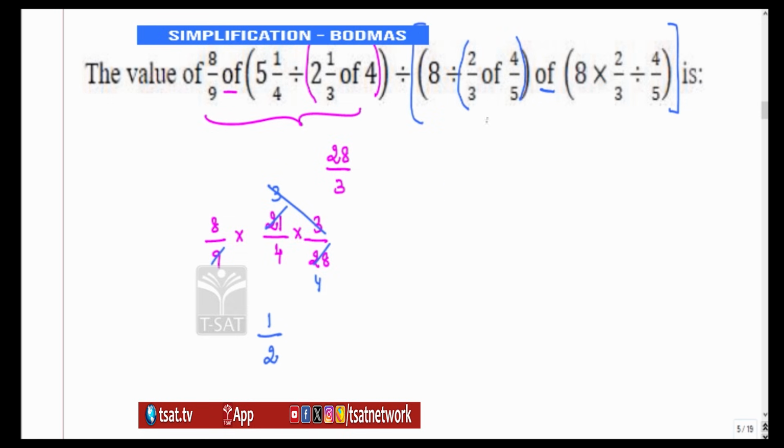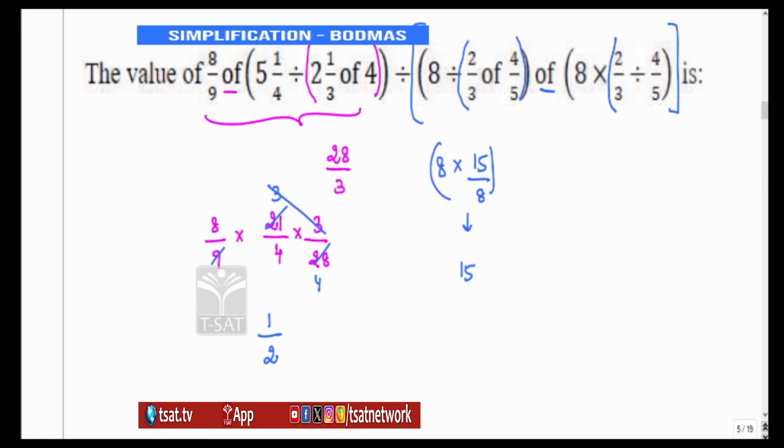So, 8, 2 into 4, 8 by 15. So, 8 division, if you take it out, it becomes multiplication. So, 15 by 8. If you completely solve this, it will be 15. Simplify it, it becomes 15. Now, go to the next bracket.